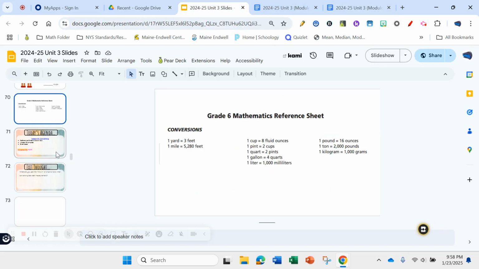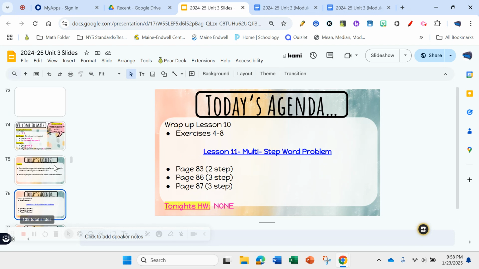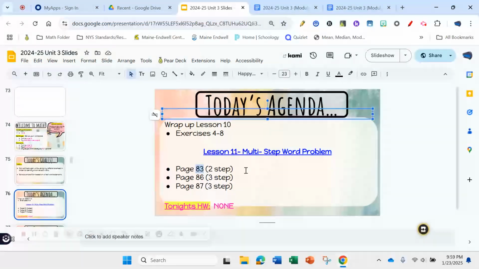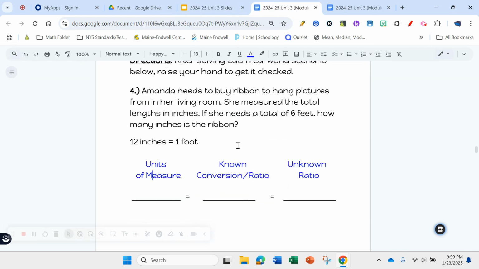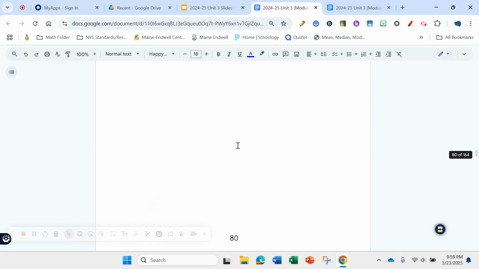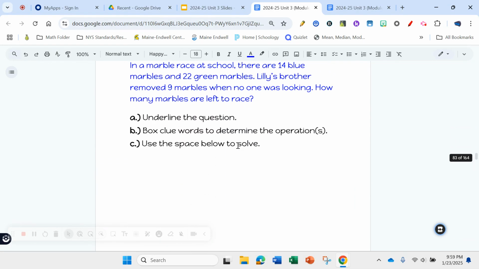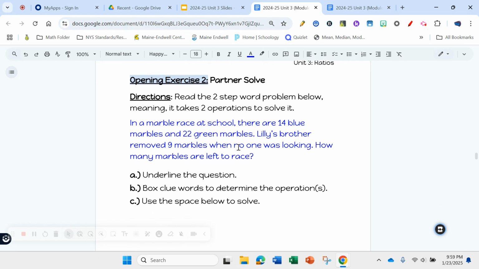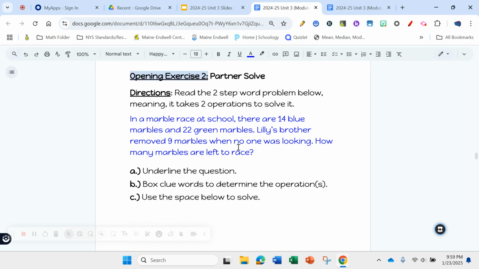All right, so I'm going to have us go to page 80. We're in lesson 11 right now. I'm taking a break from the page 8 for today. I want you to go to page 83. Page 83. Come along with me. 83. Looks like this. So this is a multi-step problem. Again, we're taking a break from page 8. Read the two-step word problem below, meaning it takes 2 operations to solve it.